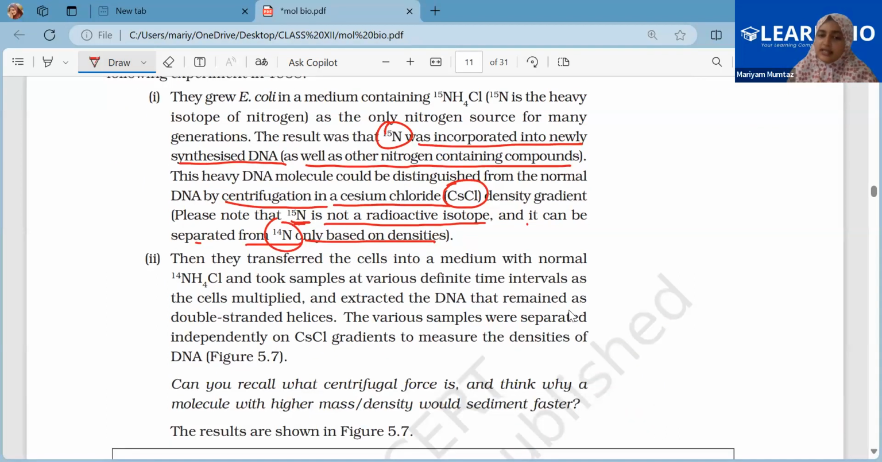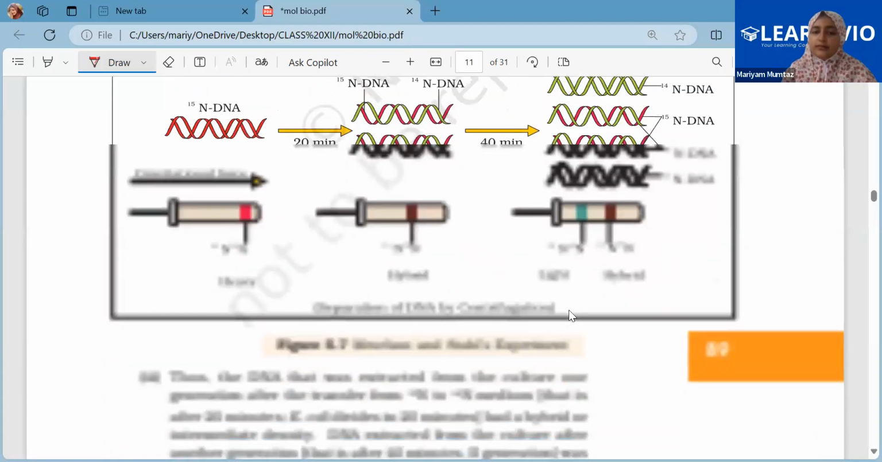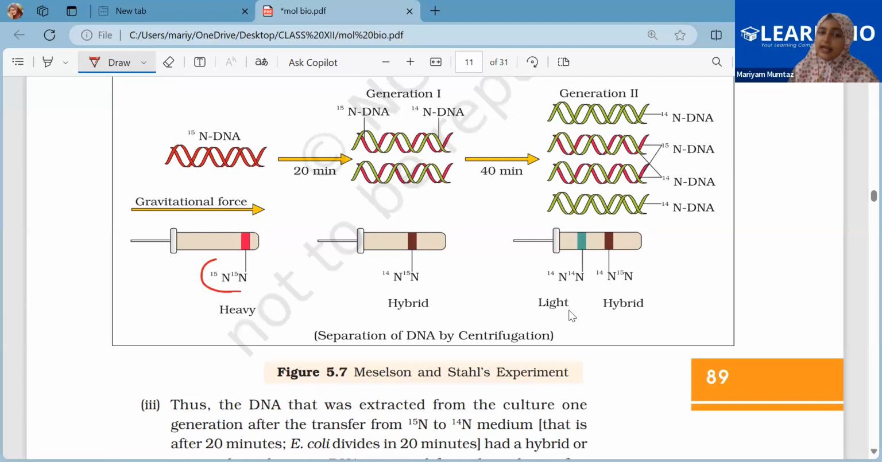Now, then they transferred the cells into a medium with the normal nitrogen, that is NH4Cl with N14. And they took samples at various definite time intervals as the cells multiplied and extracted the DNA that remained as double-stranded helices. The various samples were separated independently on cesium chloride gradients to measure the densities of DNA. So what was found? Initially, the one that had the N15, the heavier isotope, it was heavy. The one that had the N14, it was light. But then the one that had both of them, N14 and N15, that was a hybrid.